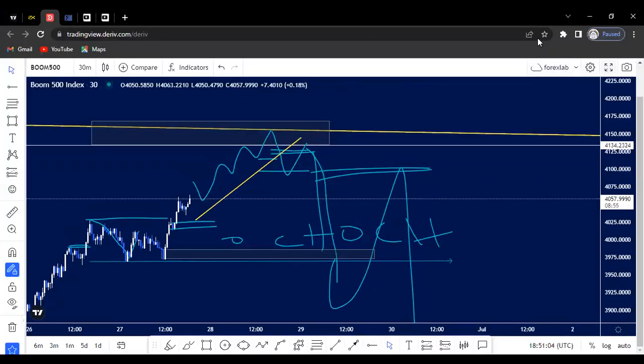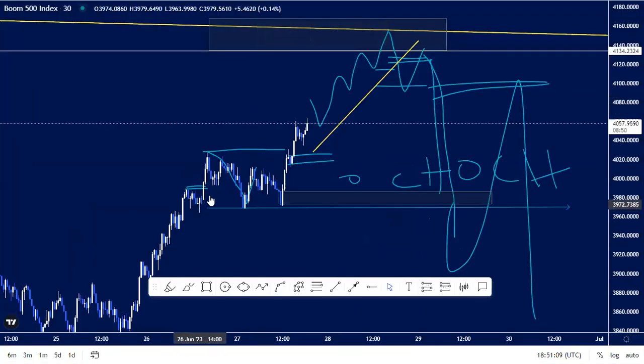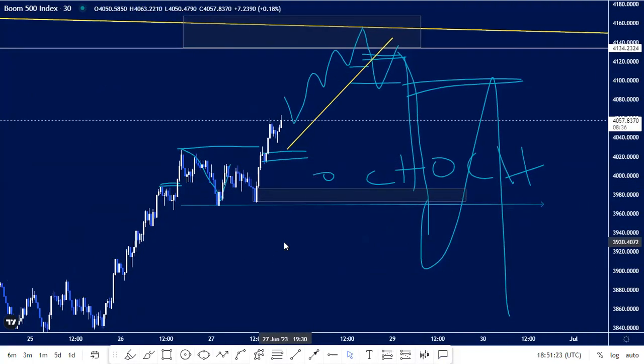Don't be in a rush to just jump in. For example, today I saw people selling. There was no change of character there. You could have sold, yes, but it's not a high probability sell, because the momentum is still bullish. The buyers are still in control. And when the buyers are still in control and you find yourself selling, that's a risky sell. If the buyers are still in charge, they can still push price further up. So that is what happened.